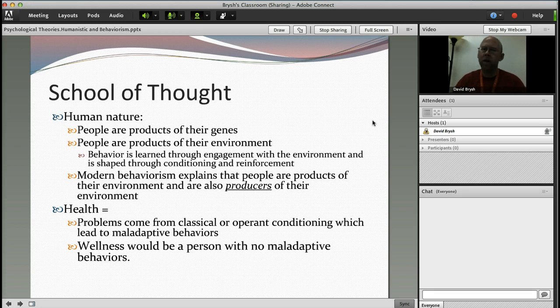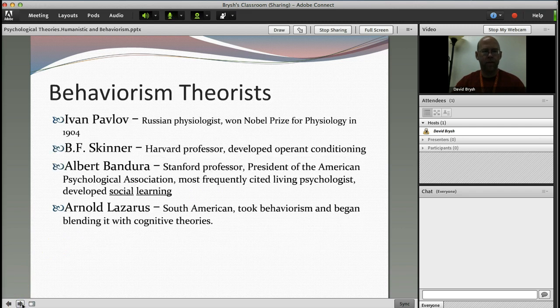Now think back to the psychoanalysts, right? They believe that wellness came from successfully negotiating those psychosexual stages. But here, for the behaviorists, they're talking about behavior, and that's the only thing they care about. They don't care about the thoughts that go along with behavior. They don't care about the emotions that go along with behavior. They're primarily concerned with the behavior itself. And they would say that a well person is someone who has no maladaptive behaviors.